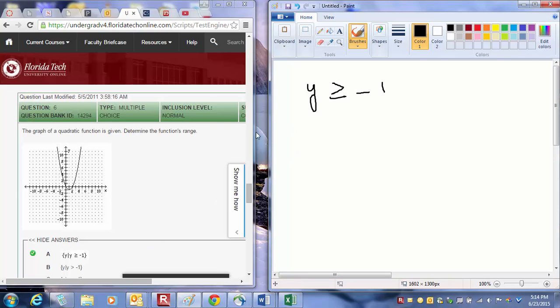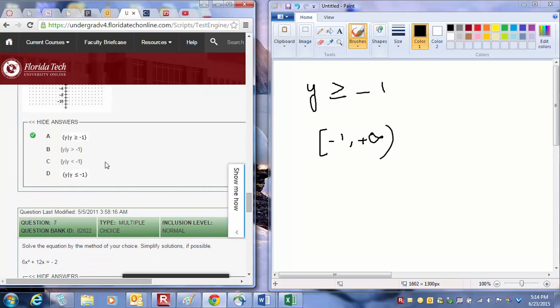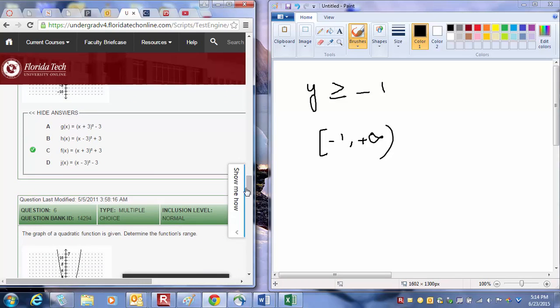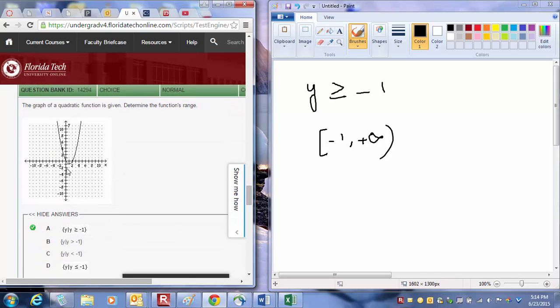This is the set builder notation. Or you can do it in interval notation, minus 1 to plus infinity. Since in this case they want us to write it in set builder notation, we have to do it this way, y such that y is greater than or equal to negative 1. Again, this is the range. If the question was about the domain, then it can be all real numbers or minus infinity to plus infinity. But the range has a limit here at minus 1, and it goes up to plus infinity.